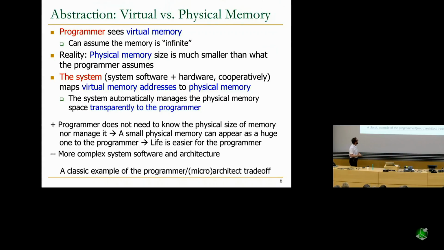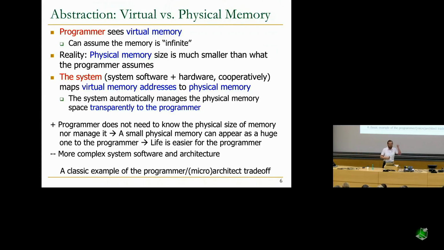And this is a very classic example of the programmer-architect trade-off. We've seen some of these trade-offs earlier in VLIW machines, right? In VLIW machines, the programmer's life is harder, the architect's life is easier. In out-of-order execution machines, the programmer's life is easier. They don't need to figure out the independence of the instructions. The architect's life is harder. You need to design that complicated out-of-order machine.